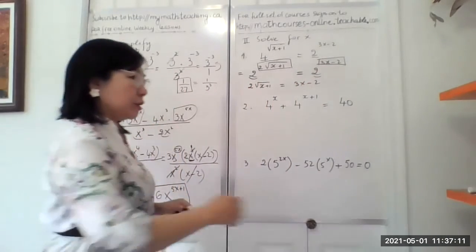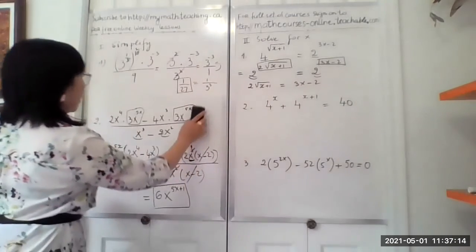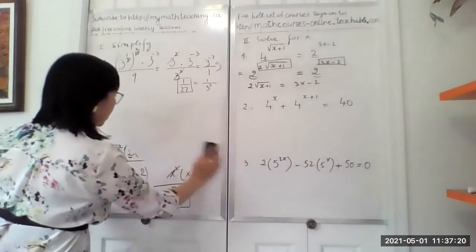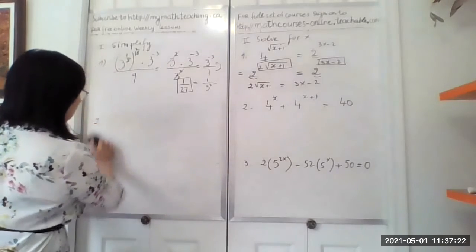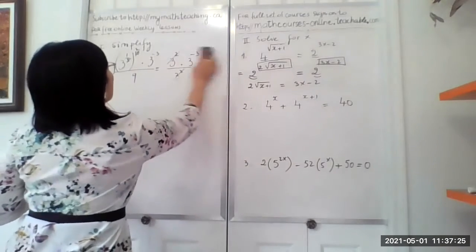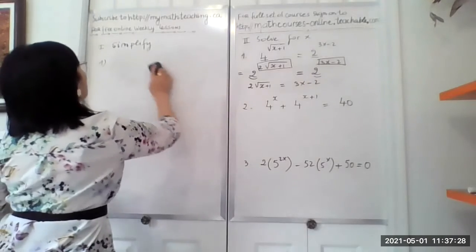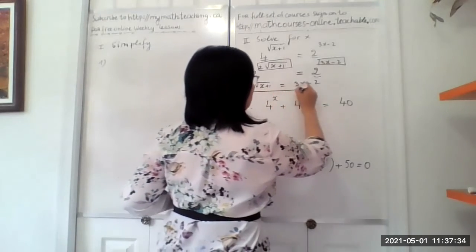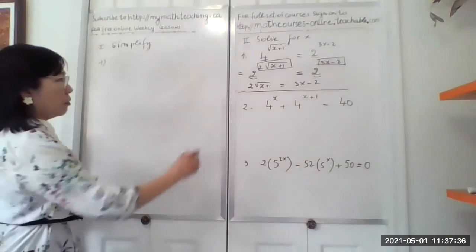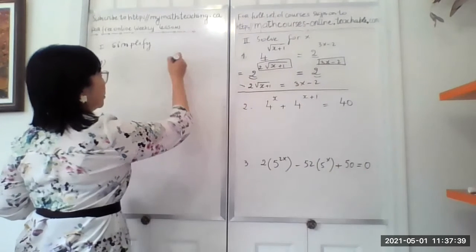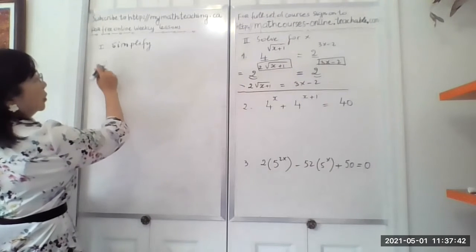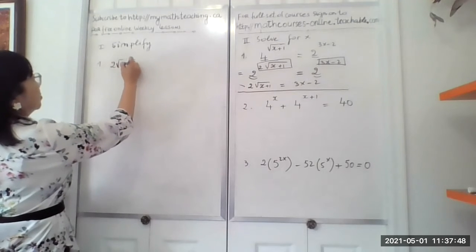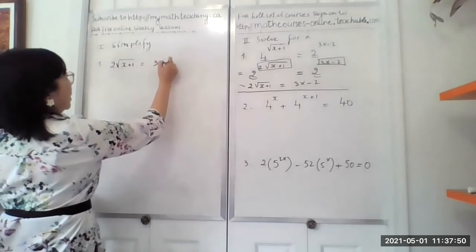I don't have room to continue, so I'm going to have to erase the question here to continue with this. So I'm going to put them separate like that, so it's easier for you to follow. Now I'm going to copy this expression to this bar. So now I have this equation: 2 square root of x plus 1 equal 3x minus 2.